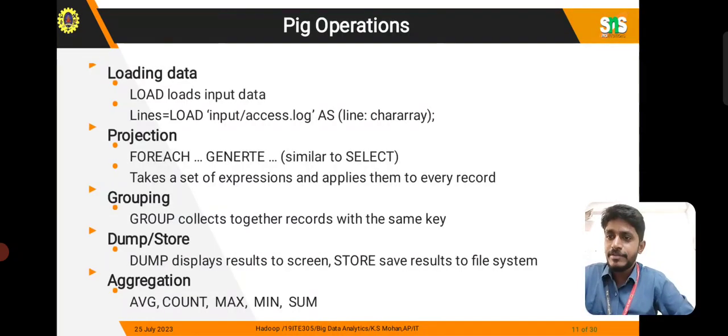And other Pig operations we have: loading the data, and after that projection, grouping, dump, store, and then aggregation. These are the operations we have listed here to understand how the operations in Pig are used.